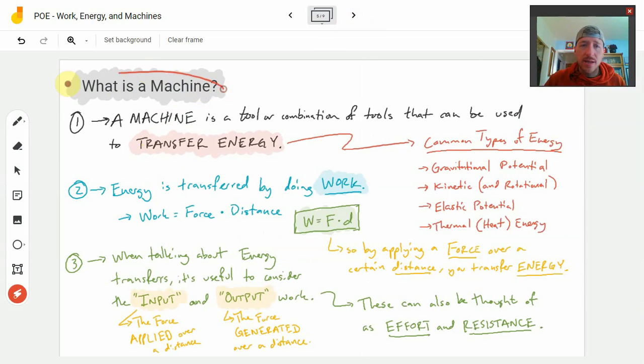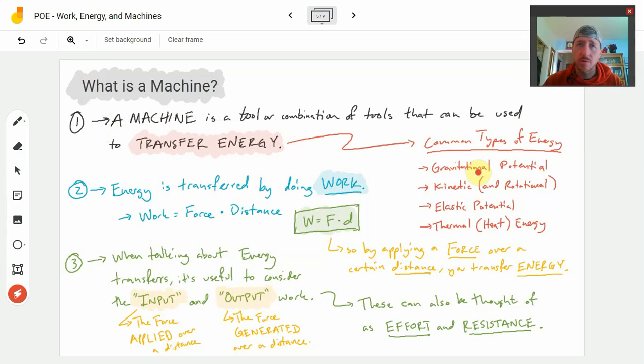And so what exactly is a machine, right? Well, a machine is just a tool or combination of tools that can be used to transfer energy. And a tool is just something that we can kind of create or build, just a device. Hard to kind of describe, but you know what a tool is.